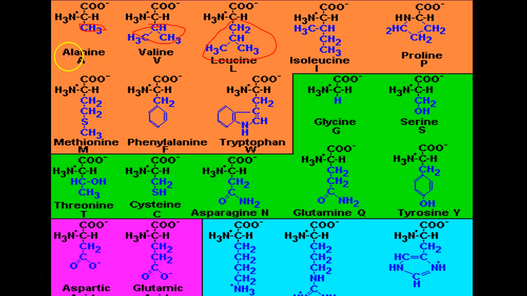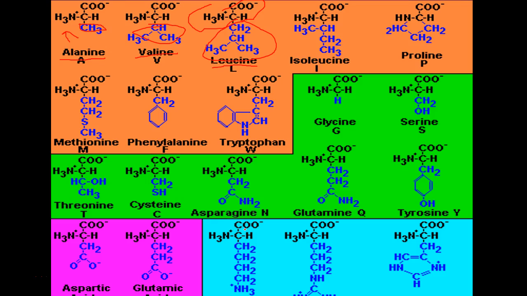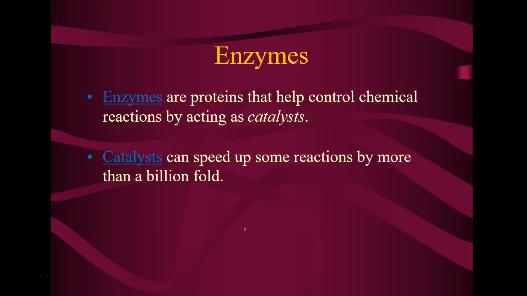Okay, the name of this one, this here, that's alanine. This one here is valine, leucine. See, there's 20. The R groups get complicated, but the actual main part is always the same thing. So the actual main part of the amino acid is always that. All right, so there's 20 amino acids.